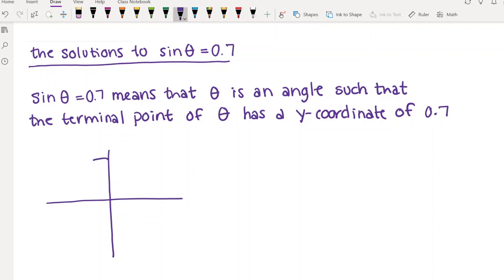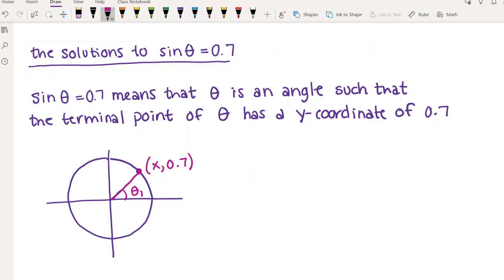So let's try to sketch what that would look like. So we have the unit circle. So what would it look like to have a y-coordinate of 0.7? So that's going to be somewhere like about 3/4 of the way up, a little bit less. So maybe somewhere like here. So this is one example of an angle. And let me use a different color here actually for contrast. So here is one example of an angle that has a y-coordinate of 0.7, and we don't care what the x-coordinate is. So I'm going to call this angle here theta 1.